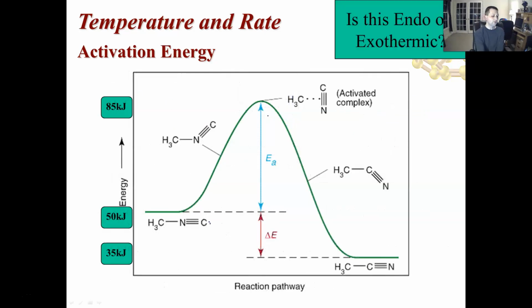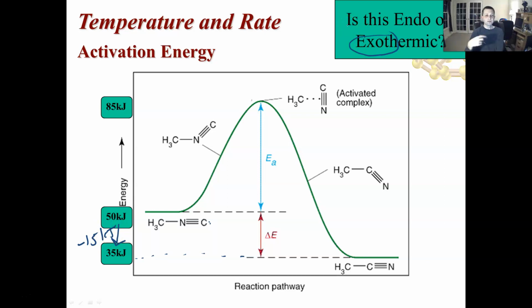Once that occurs, the rest of this rotation is free to happen, and we eventually end up at our product, which is the methyl group bonded to the carbon triple bond N. So this is definitely going to be an exothermic reaction, because we started at 50 kilojoules, we went up to 85, that's the high energy state of our transition state, and then we fell down to 35, which is where we are here. We had a net loss. We lost 15 kilojoules. So this is definitely an exothermic reaction.